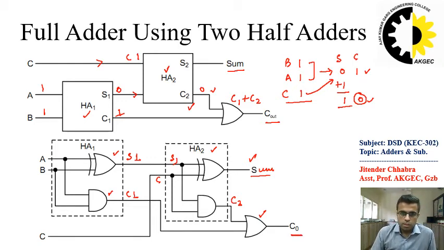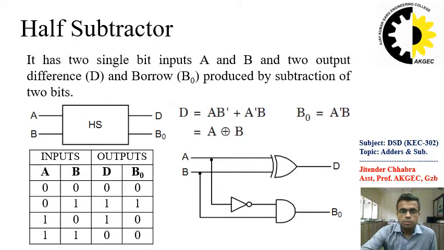Expressions for these can also be obtained by arranging the K-map expression into XOR related terms. So this can be done also. Now we will be proceeding to half subtractor.